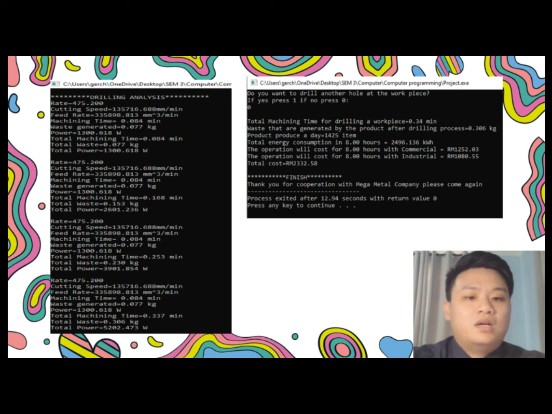2,496.136 kilowatt hours. The total operation cost for 8 hours is 1,252.03 ringgit, and the operation cost for 8 hours with industrial is 1,080 ringgit 55 sen. Therefore, the total cost is 2,332 ringgit and 58 sen. That's the end of the drilling process.